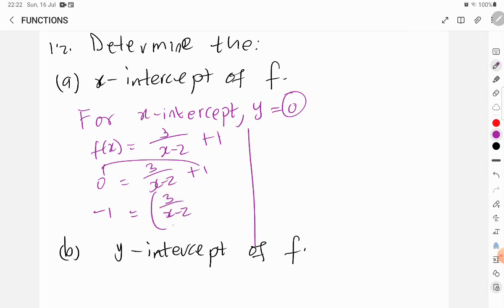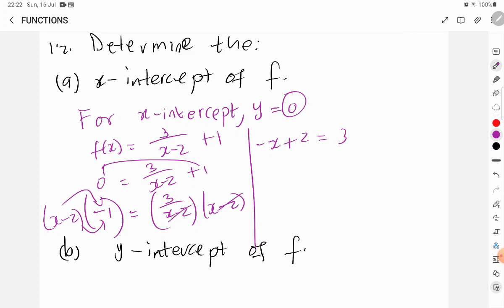To continue, you can multiply both sides by your lowest common denominator, which is just x minus 2. This becomes minus x plus 2 is equal to 3. This definitely cancels out with that. Take your 2 to the other side. It means minus x is equal to 3 minus 2, which is just 1. Dividing by negative, this is minus 1. So it means your x-intercept is minus 1.